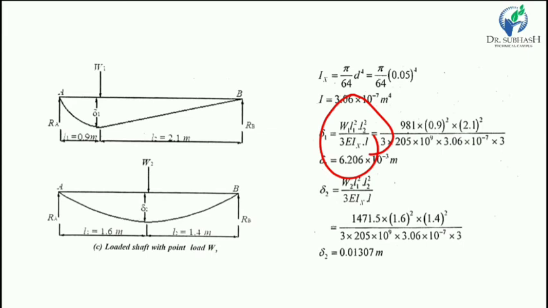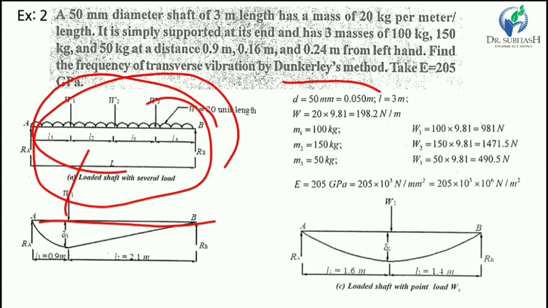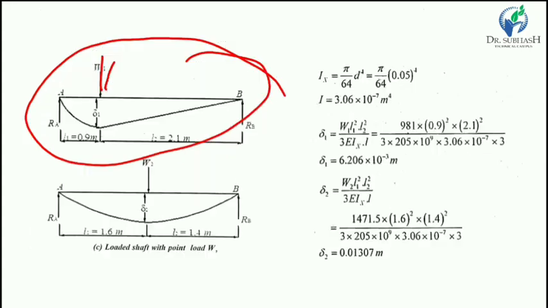Now for delta 1, we consider only the mass M1, not any other mass. The self weight of the shaft is also not considered, the second mass is not considered and the third mass is also not considered. Only the single mass M1 is considered, so this figure is defined for the individual single mass rather than all three masses.